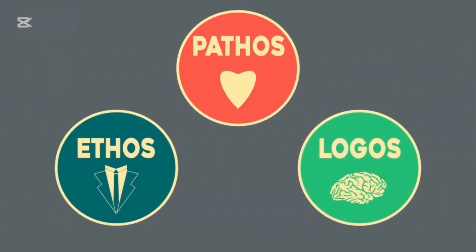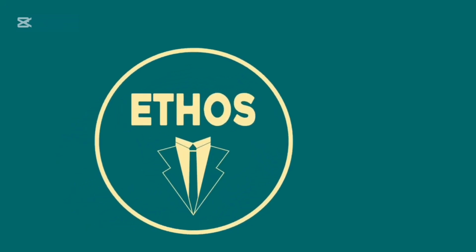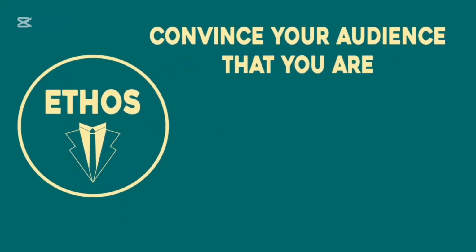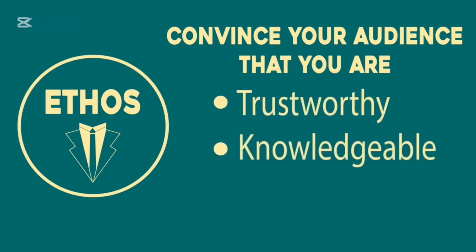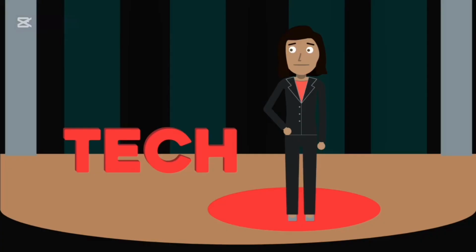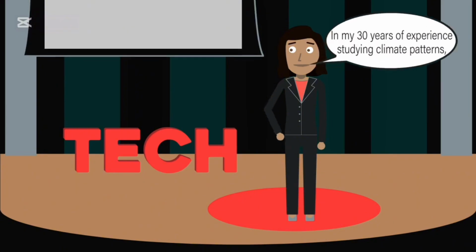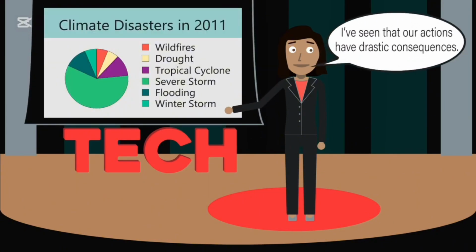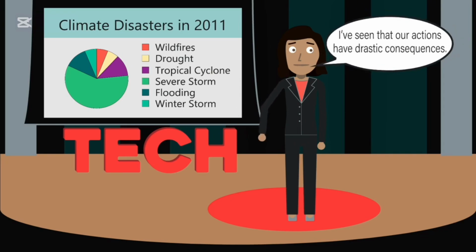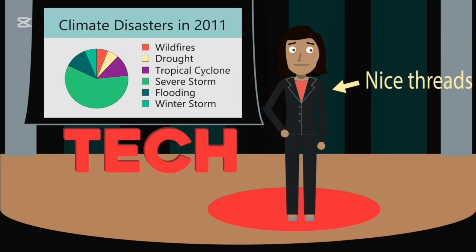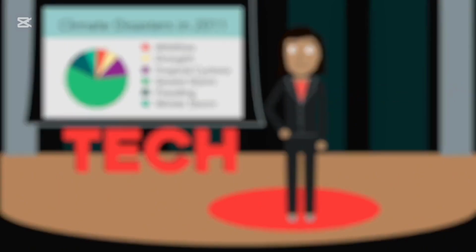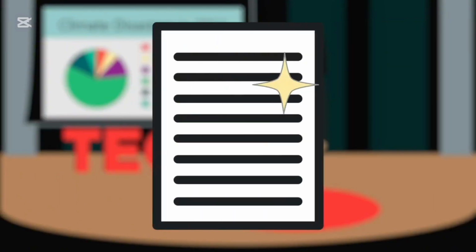Let's examine the three appeals more closely. First up, ethos. One way to win over a skeptical audience is to convince them that you're trustworthy, knowledgeable, and well-meaning. You can build ethos by referencing relevant experience, by explaining your credentials, or even by using good sources to show that you know your subject. When presenting, dressing and speaking professionally will boost your audience's confidence in you. When writing, making sure your documents have a professional tone and are error-free can also enhance your ethos.